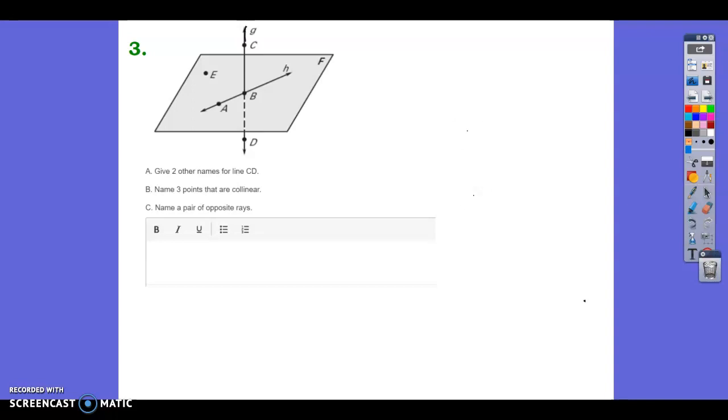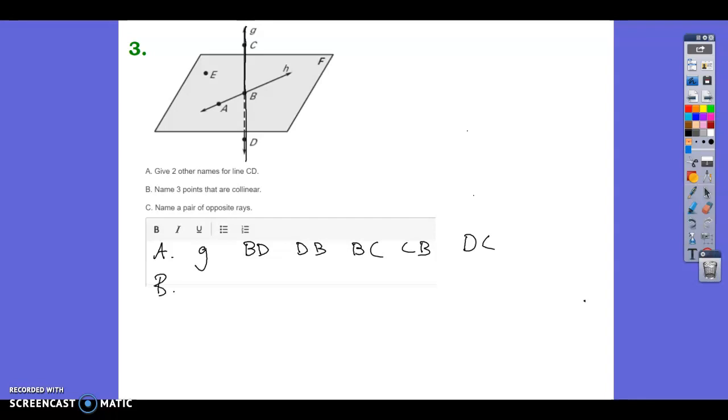But here's line CD. There's a lowercase g, so you could call it line g. There weren't any symbols, so you had to use letters. If you're naming a line, you need 2 letters: BD or DB, BC or CB, and then they named CD, so you could also do DC. Those are the only options. To name a line, you need 2 capitalized letters, points on the line, or the actual name of the line, which is the lowercase g. g is not a point.